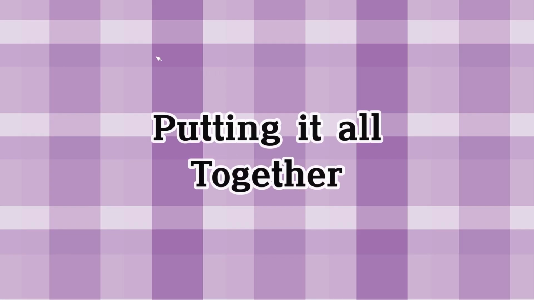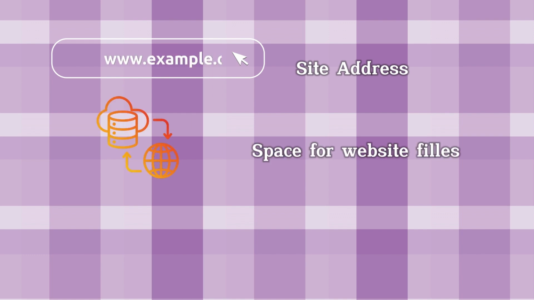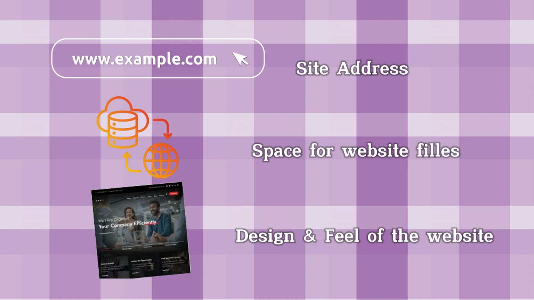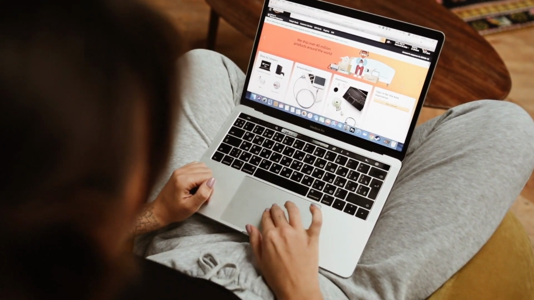Now, putting it all together, your domain is your site address. Hosting is the space where your website files live. And the theme is the design that shapes how your website looks and feels. Once you have all 3, you are ready to start building out the content of your website in WordPress.